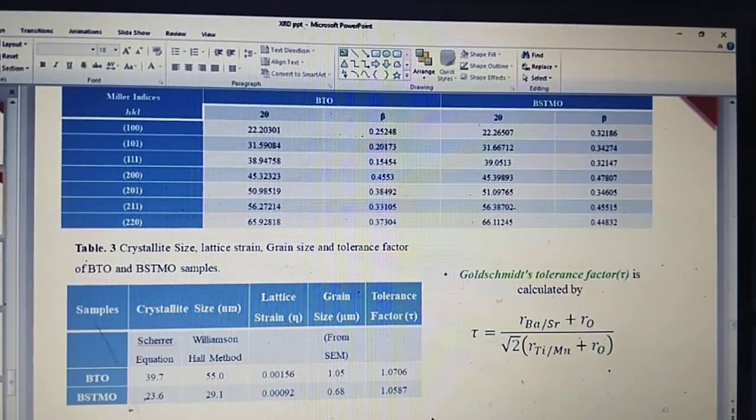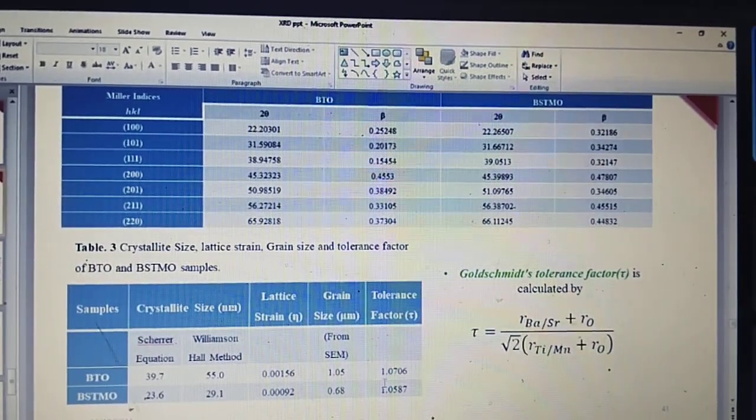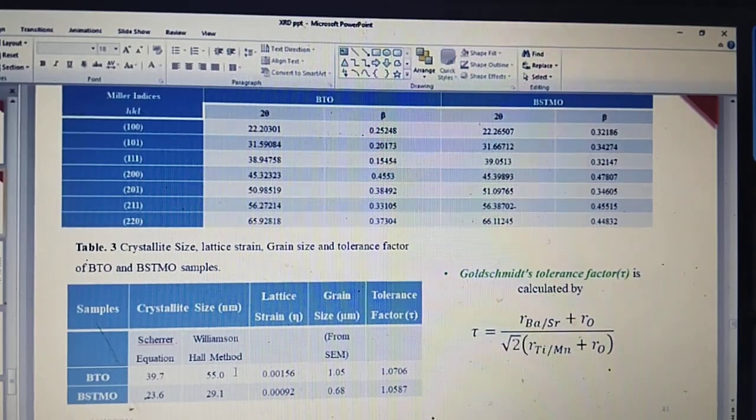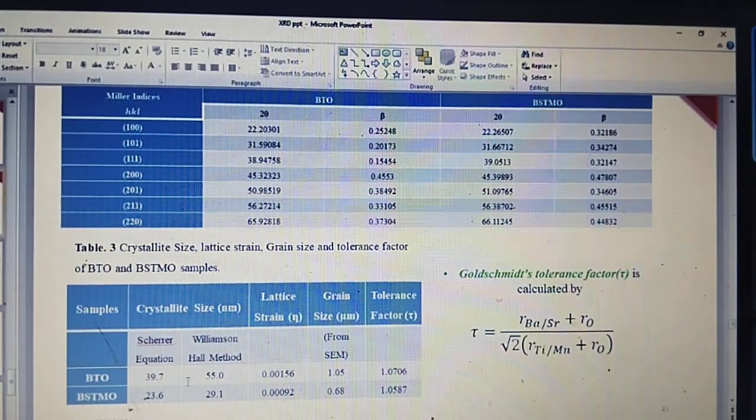And you can see that the size you are getting from SEM is a little bit different from the crystallite size. It will give you a rough idea, but not the exact particle size. Crystallite is different from particle and grains. A number of crystallites will be there in a grain or in a particle.